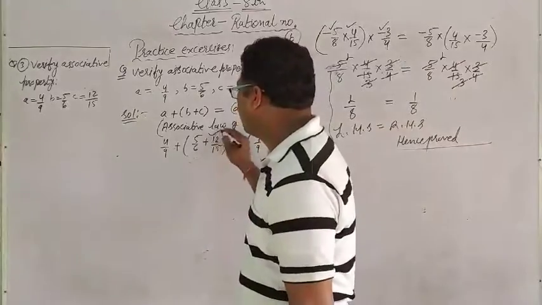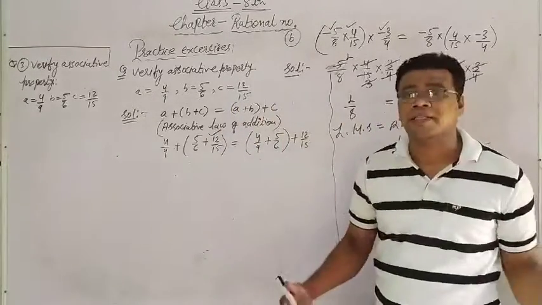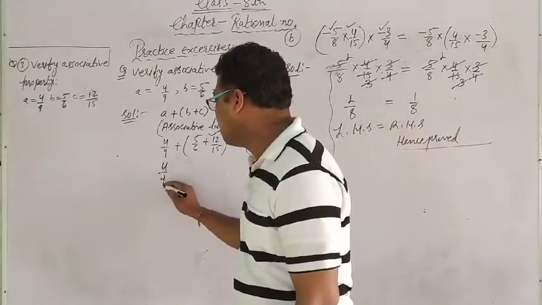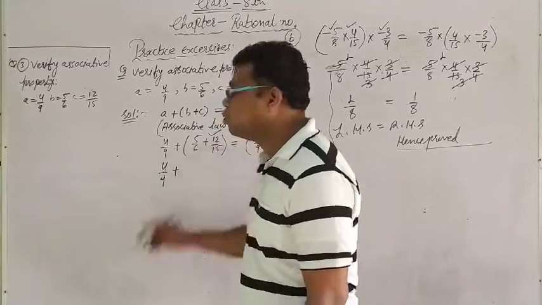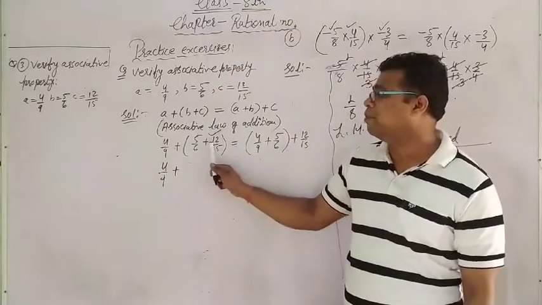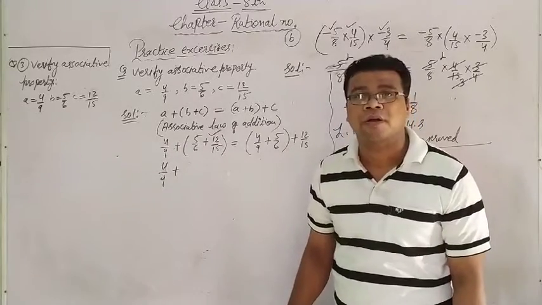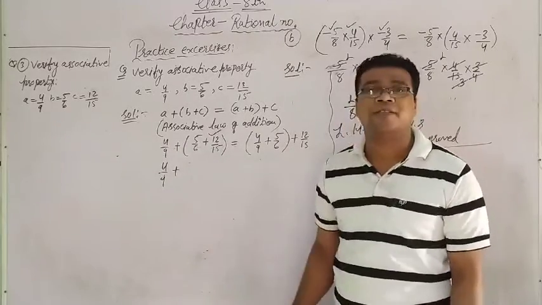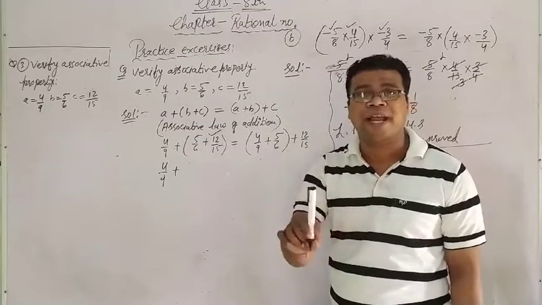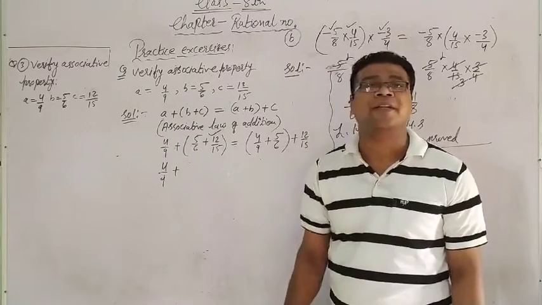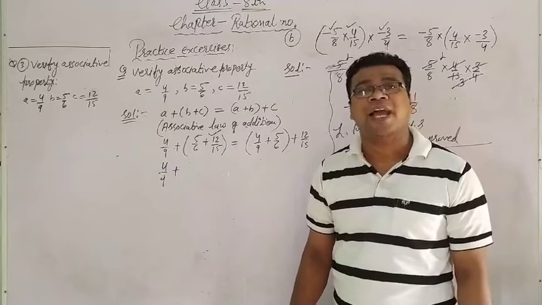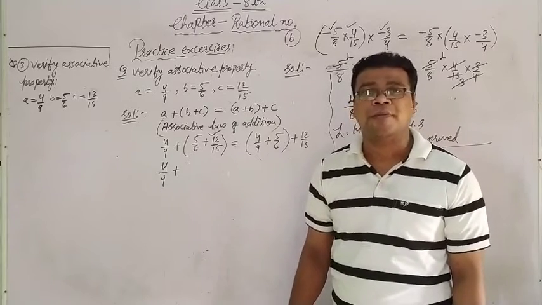Look, we have to solve the bracket first. Is it okay? Yes. 4 upon 9, same. This bracket we have to solve. What is the operation in between them? Addition. Can we add them directly? No. Until the denominators are equal, we can't add them. How can we make the denominator equal? By taking the LCM, the lowest common multiple.